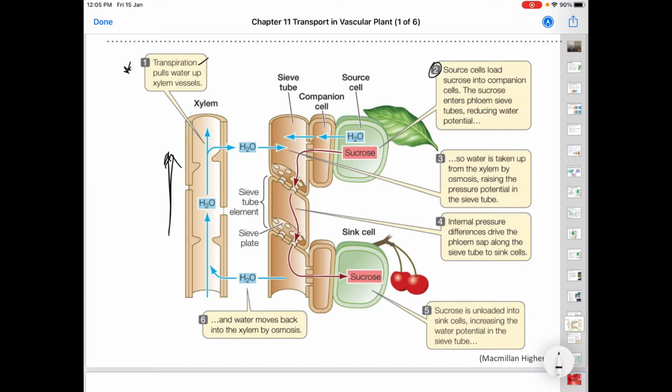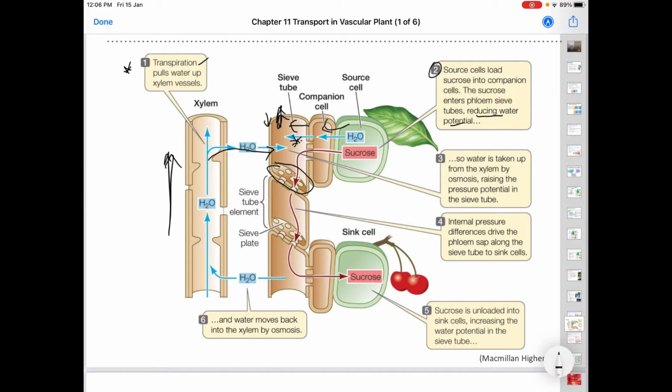If you can see the source cell, number two, the source cell loads the sucrose into the companion cell, and the sucrose enters the phloem sieve tube, reducing its water potential. So inside the sieve tube there is already water, but when the sucrose enters, the concentration of sucrose here becomes high, and it reduces the water potential. Water is low here, but sucrose is high. So the water potential inside the sieve tube is low, so it causes water from the xylem to be absorbed into the phloem because of the reduced water potential.